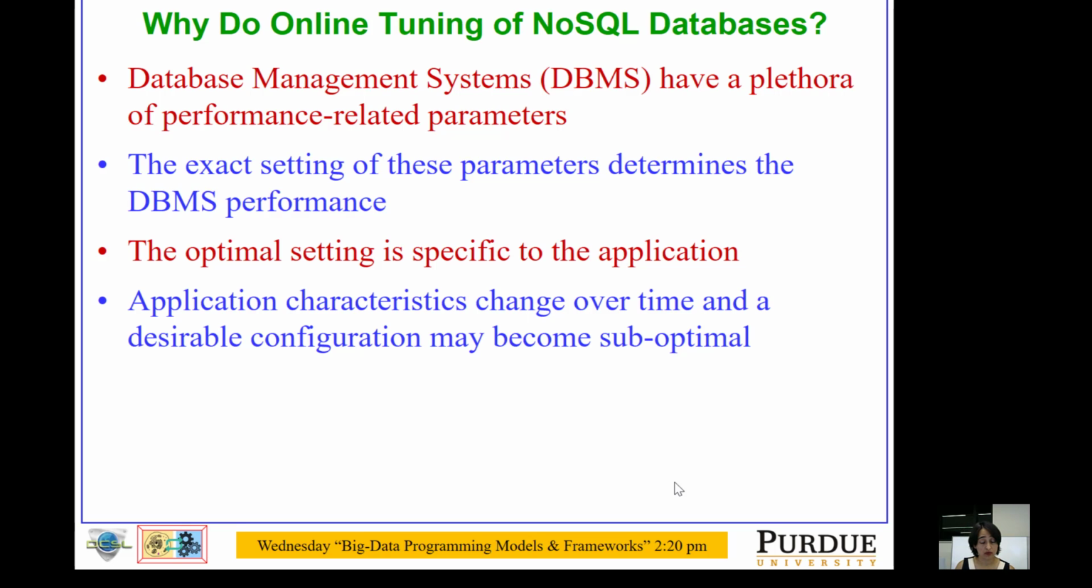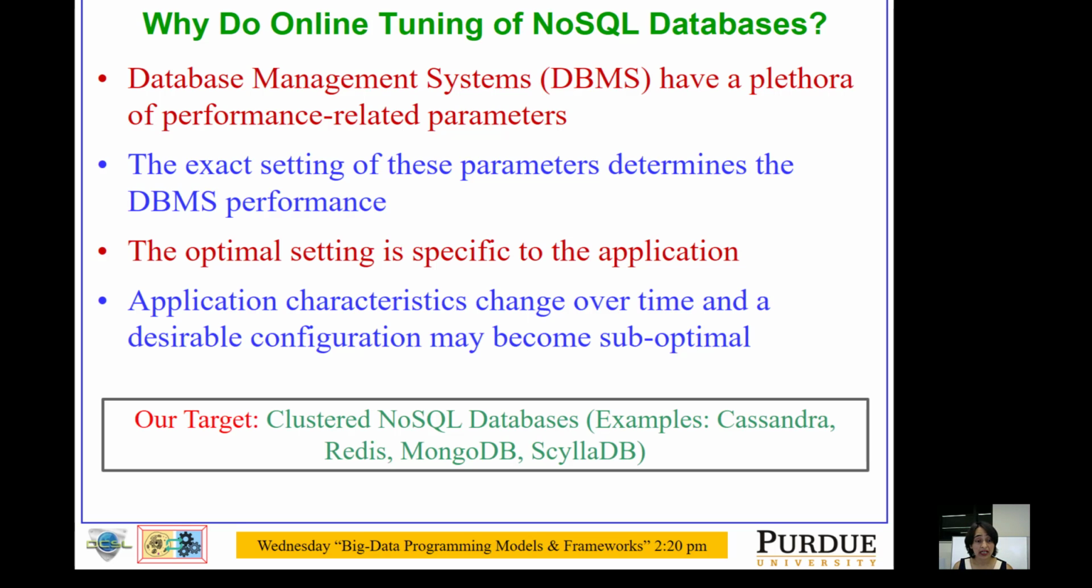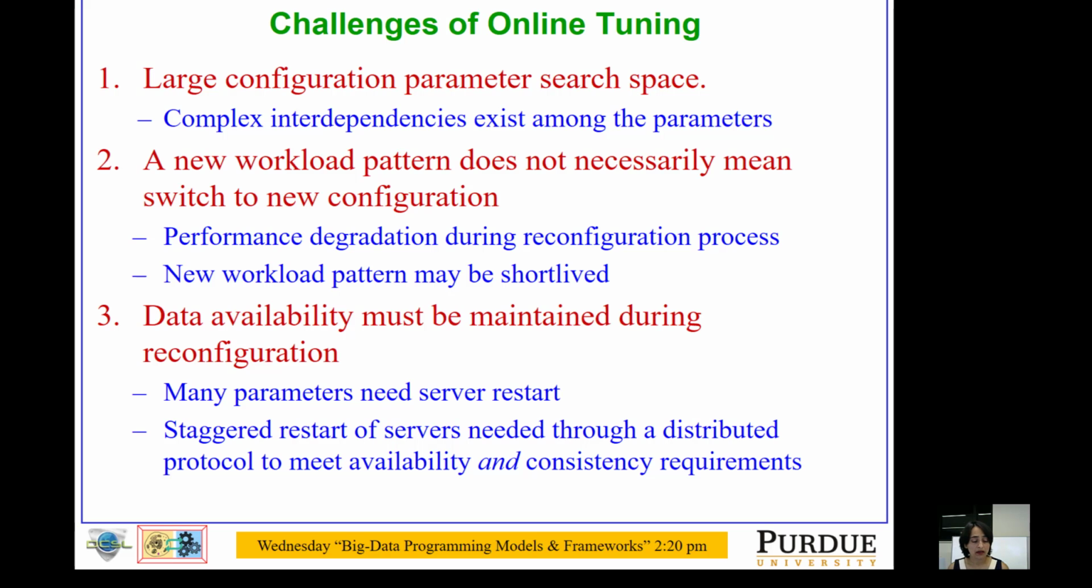Now, application characteristics change over time, and that's where we basically want to do the online tuning of the configuration parameters on the fly. And our target is clustered NoSQL databases, for example, Cassandra and Redis. Redis is an in-memory database, so we have two distinct flavors of these NoSQL databases. Now, this is challenging because of the large configuration space and complex interdependencies.